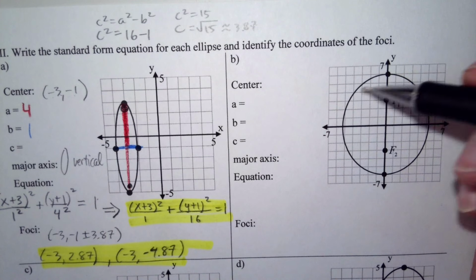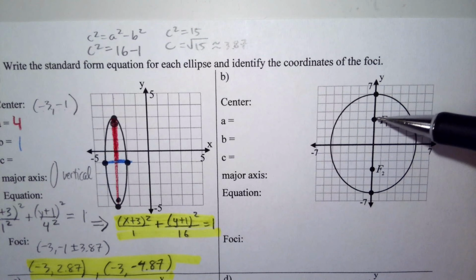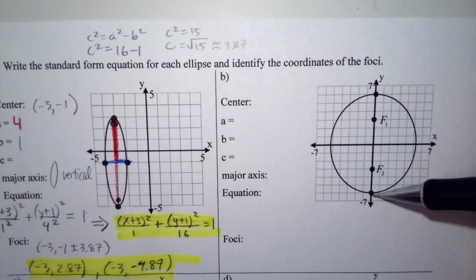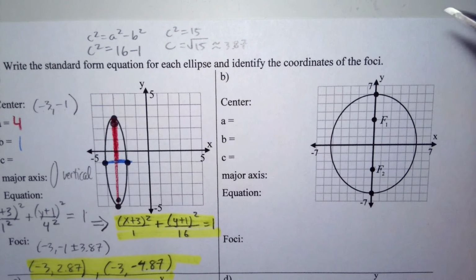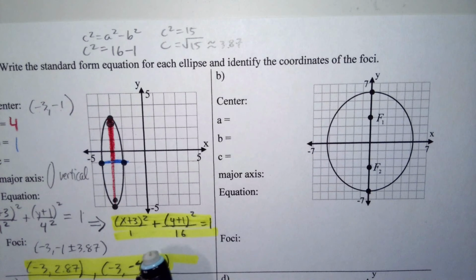Looking here at this, we've gotten some different clues this time. I see the foci. We've got the endpoints of the major axis, but I did not indicate exactly where the endpoints of the minor axis are. So we kind of have an issue with that. We do see the axes though.